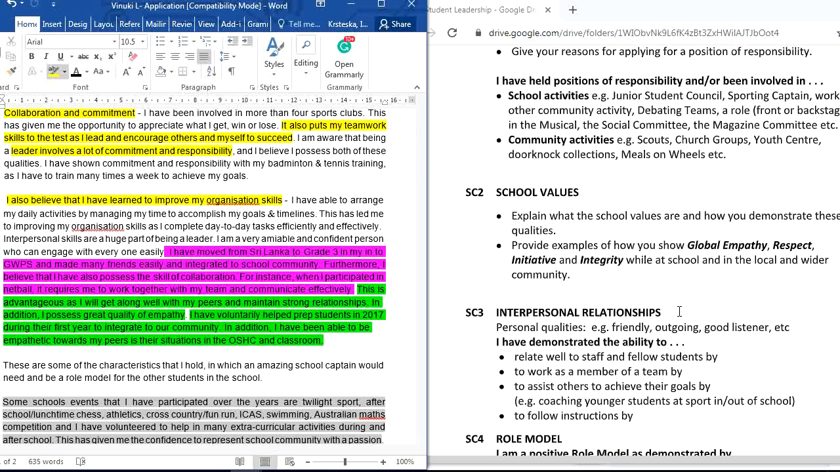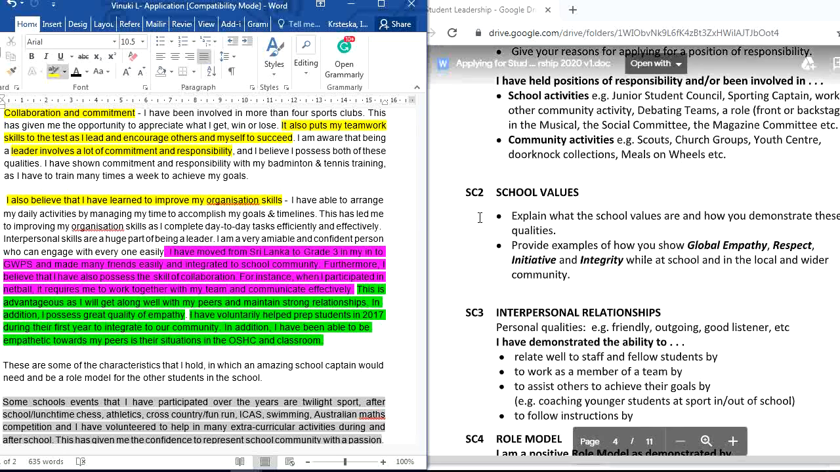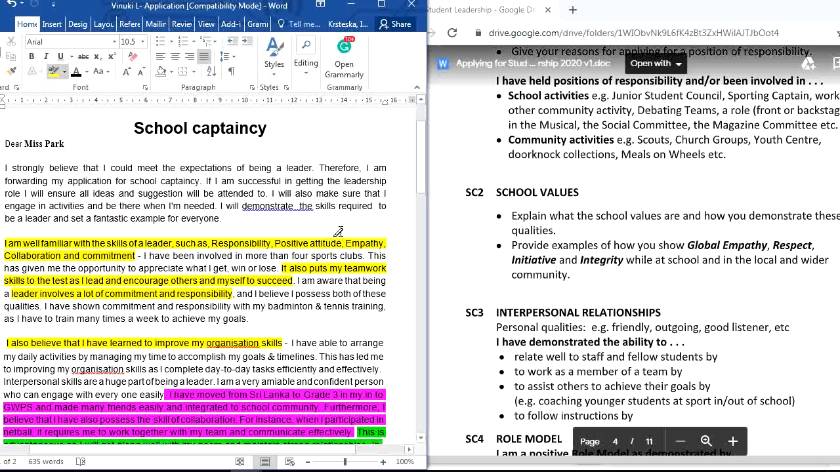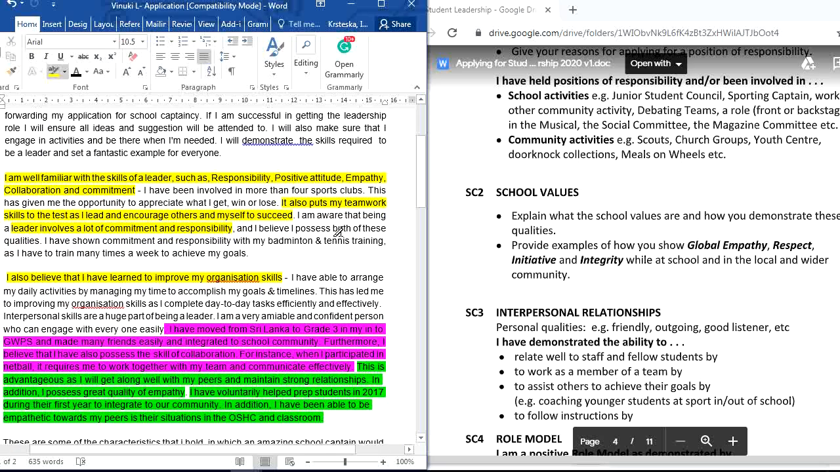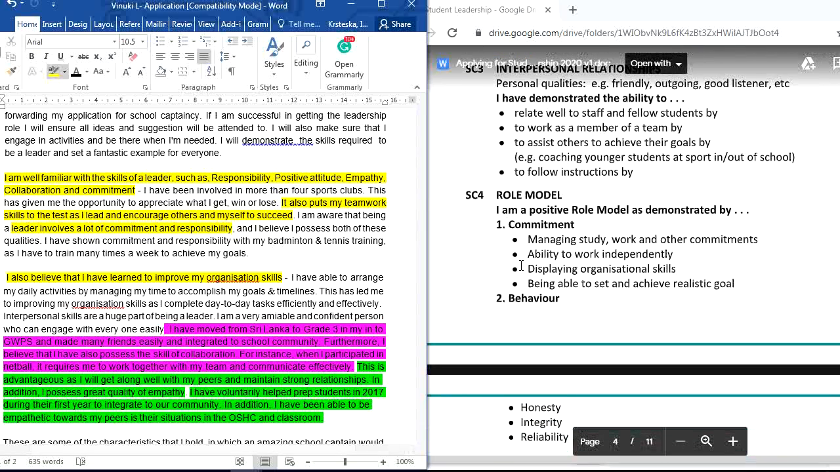So for your task today, you're going to do the same thing where you're going to read a different application on your own, and then you're going to identify how the applicant has used the different parts of the success criteria, making sure that at the end you have one piece of feed forward in mind that you would give that person.